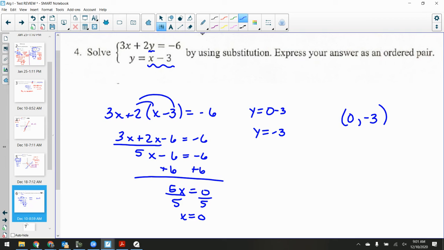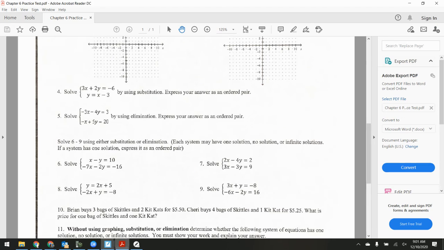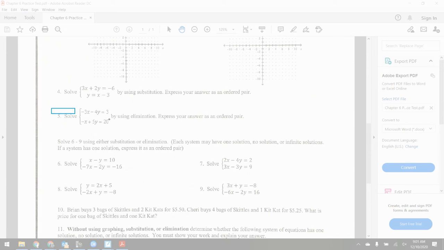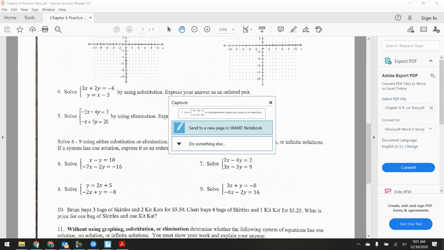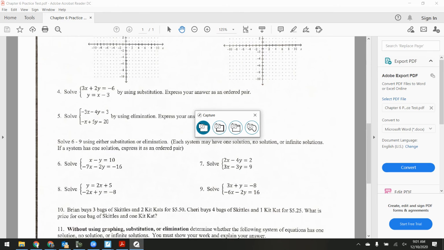Questions about that? And again, you should be checking your answers and writing down all correct answers as we go, right? Okay, let's keep it going then. Let's take a look at number 5 here. This one is elimination.